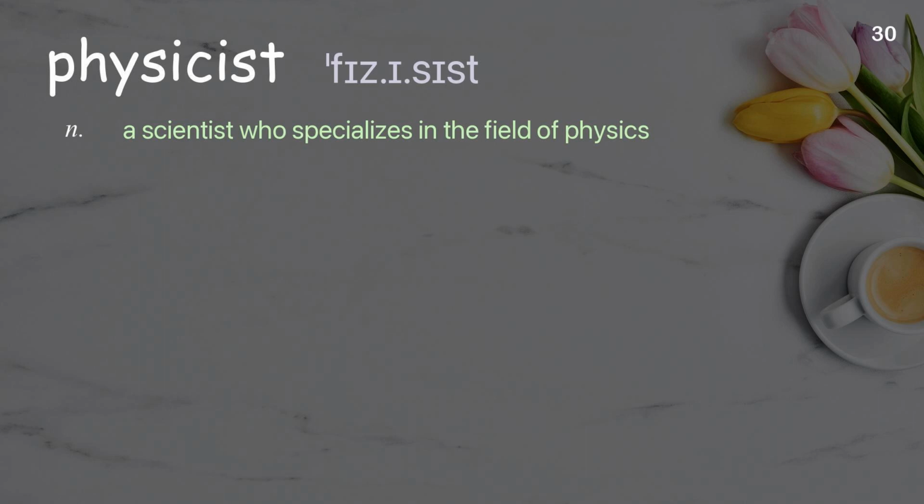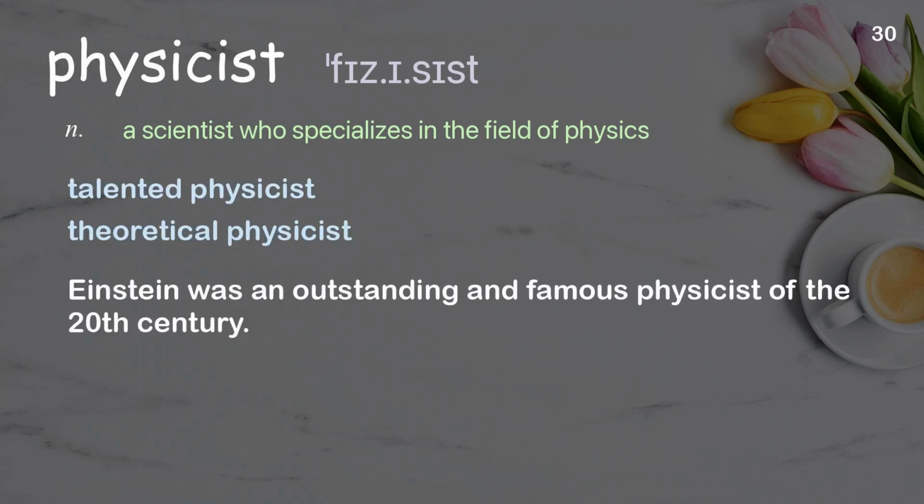Physicist. A scientist who specializes in the field of physics. Examples: talented physicist. Theoretical physicist. Einstein was an outstanding and famous physicist of the 20th century.